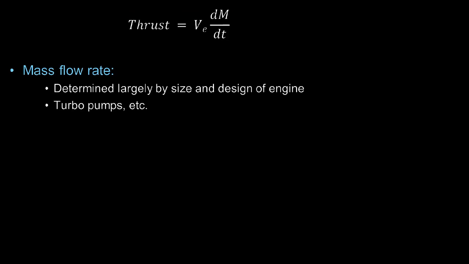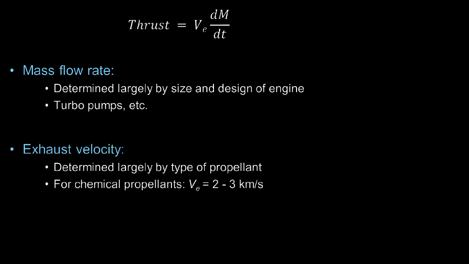The mass flow rate's determined largely by the size and the design of the engine. You can change it to some extent by the turbo pumps and other sorts of things, but it's largely determined by the engine. While the exhaust velocity is determined largely by the type of propellant. And again, that's not exactly true. There are things you can do to increase that, but that's largely true. And it's worth keeping in mind that for chemical propellants of the type people use, the exhaust velocity is typically in the range of 2 to 3 kilometers a second.